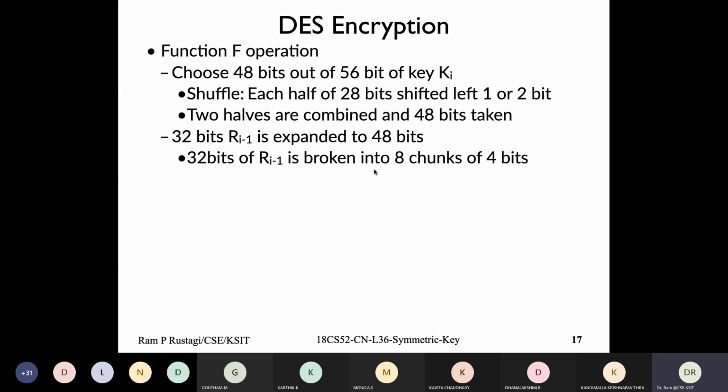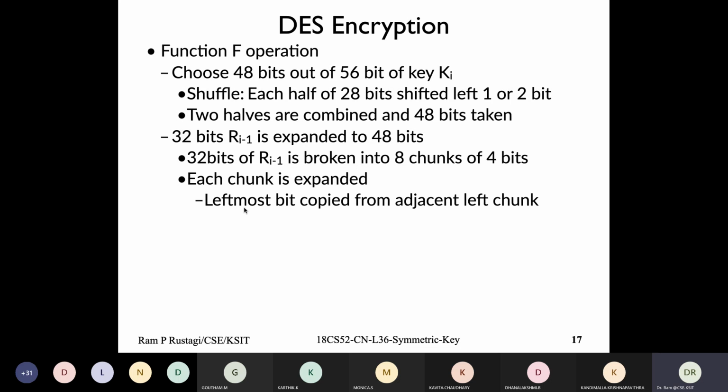32 bits divided into 8 chunks, each of 4 bits, and each chunk is extended into 6 bits. So we add 1 bit before and 1 bit at the end. So each chunk from 4 bits becomes 6 bits, and since we have 8 chunks, 8 into 6, we get 48 bits. Each chunk is expanded by adding a left bit and a right bit.